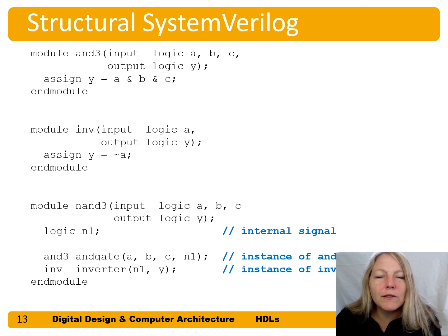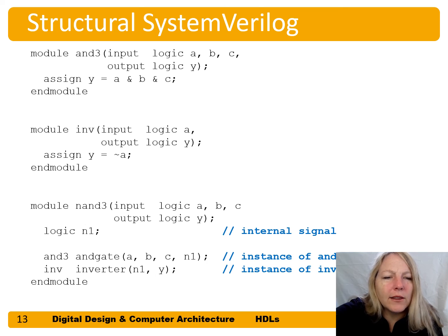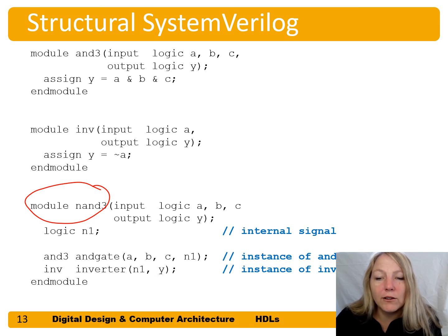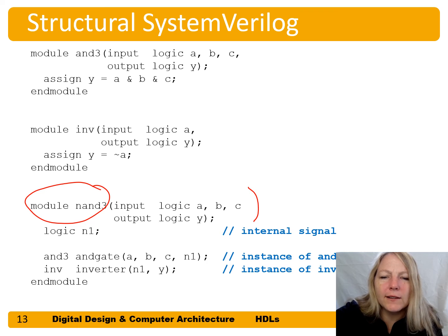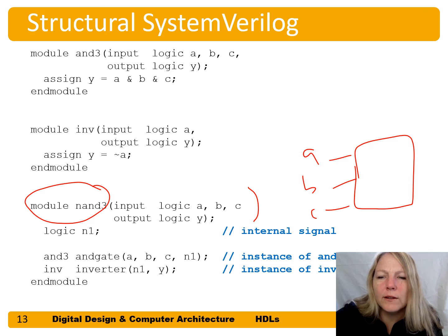Here we have an example of a structural SystemVerilog module. So this module, NAND3, is a structural SystemVerilog module. And we can see that it still has this interface, A, B, C, and Y. So if we drew a picture of a black box, A, B, C inputs, and the output Y. And now we notice two things.